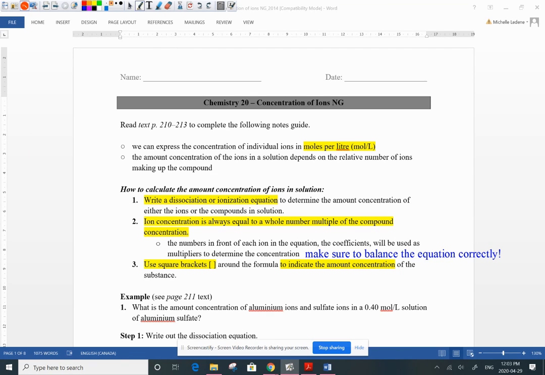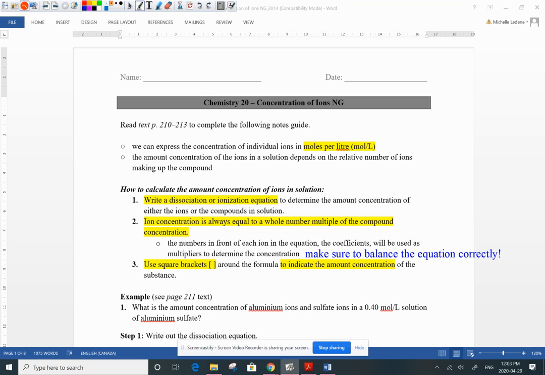So first up, you're given a chemical and you have to write out your dissociation equation if it's a soluble ionic compound. If it is an acid, then you would ionize it if it is a strong acid. So once you've written out your ionization or dissociation equation, make sure you balance it correctly, and then you are going to have some ions being produced.